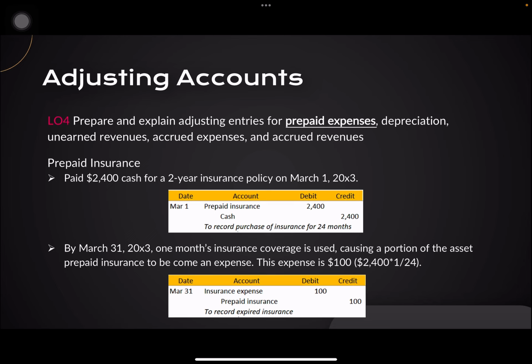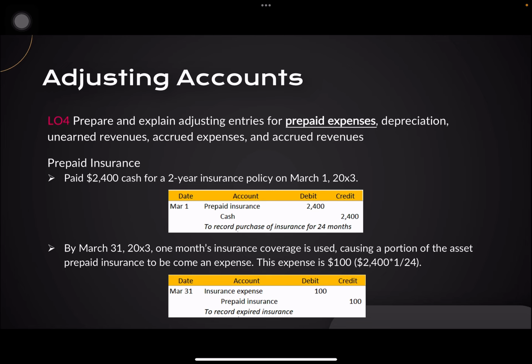Okay? So in this screen, we are now focusing on the prepaid expense, specifically prepaid insurance. There are two transactions that are happening here. The first one would be your recognition of the purchase of the insurance policy. So let's read the transaction. It says here, we paid $2,400 in the form of cash for a 2-year insurance policy on March 1, 20X3.